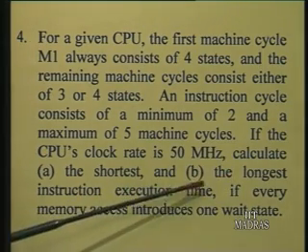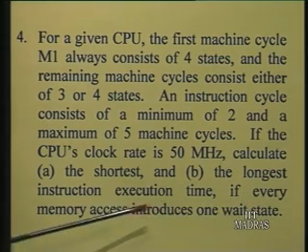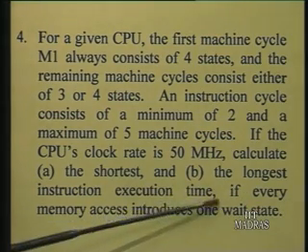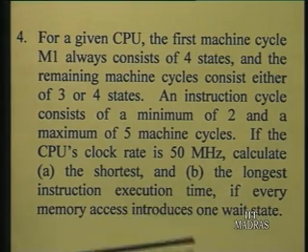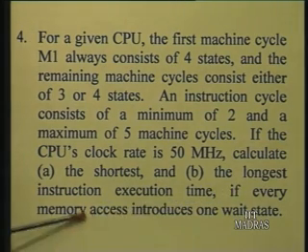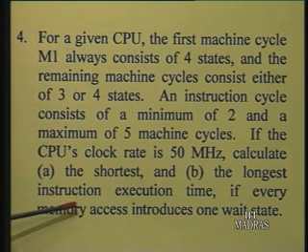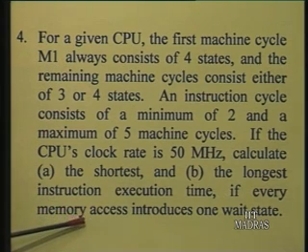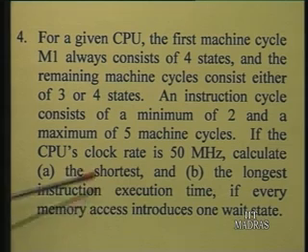So, that will give it. Now, there is additional information here. What is that? Every memory access introduces one wait state. Now, what is a memory access? How do you identify that? What is a machine cycle? A machine cycle is always entered into whenever there is a bus activity. So, a memory access would mean actually accessing some information over the bus.